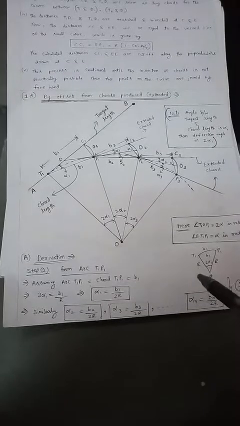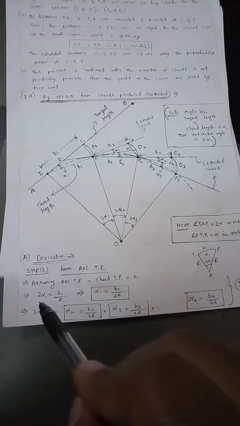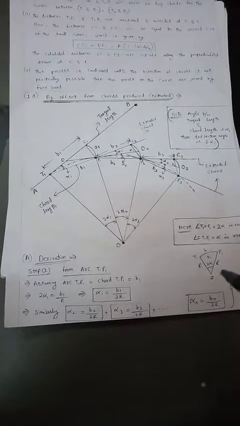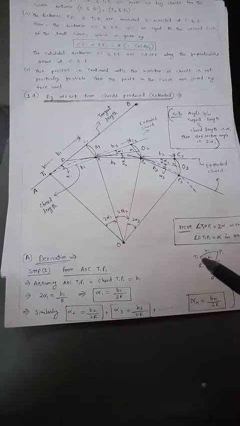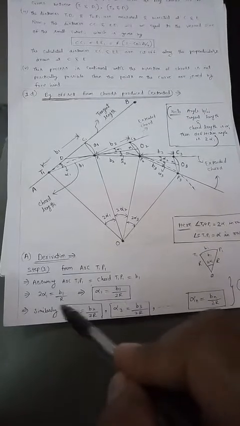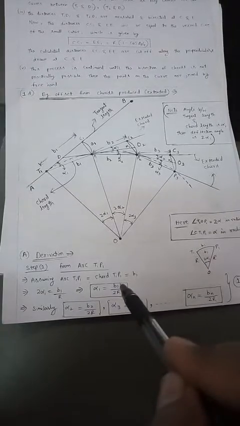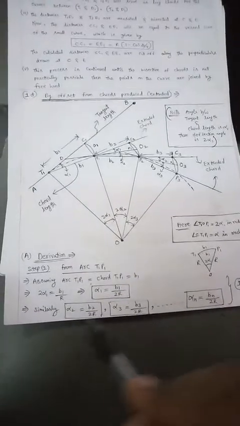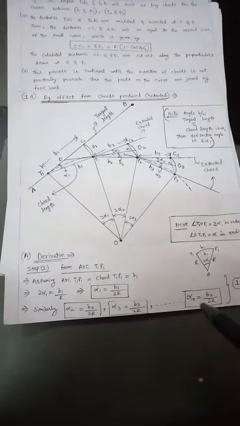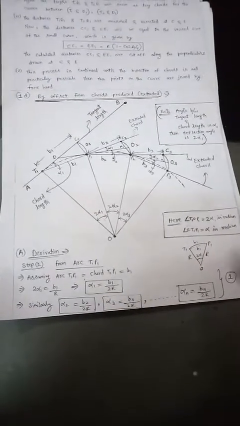Now the inside angle, the arc measure, is 2 alpha 1. The arc measure formula is arc length by radius. So the arc length here is B1 by radius R. So by solving we will get alpha 1 equal to B1 by 2R. Similarly we will get alpha 2, alpha 3 and so on, so alpha n equal to Bn by 2R. So this is equation 1.